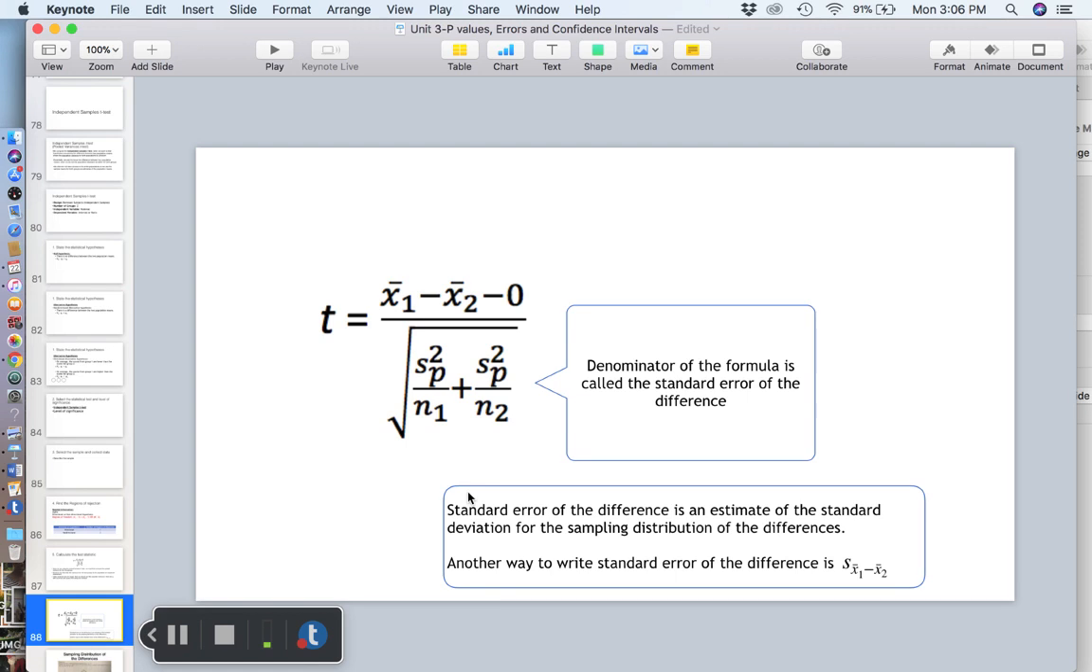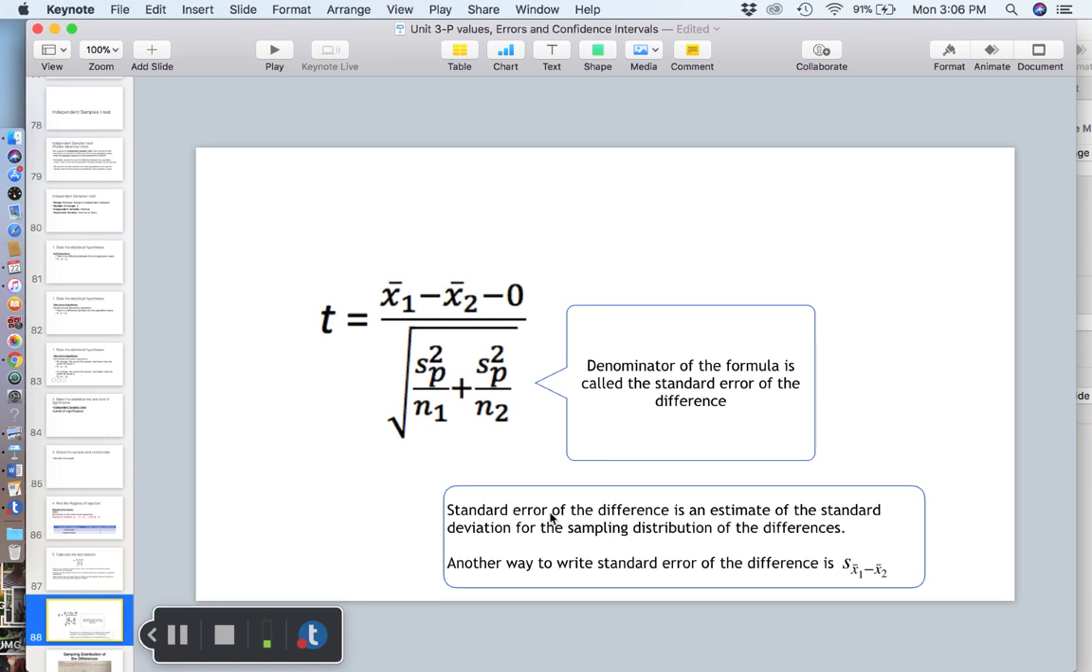So let's break this formula down a little bit more. In our formula, we notice that we have this s squared p, which stands for pooled variance. In our denominator, we're going to take the pooled variance, divide that by n1, and then add that to the pooled variance divided by n2 again, and then take the square root of this entire thing. When we go through all of those phases, dividing our pooled variances by the sample size for both groups, and then taking the square root of that, we call that the standard error of the difference.